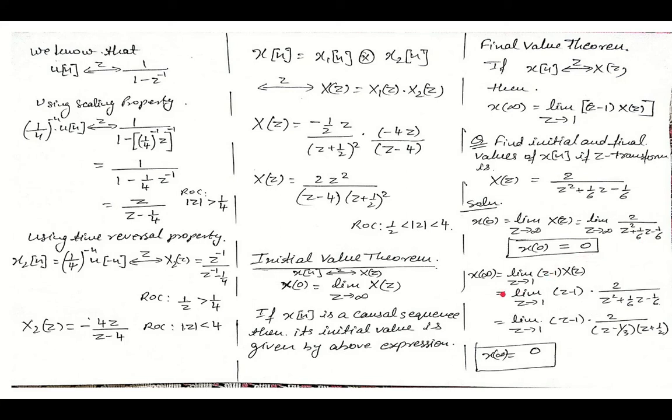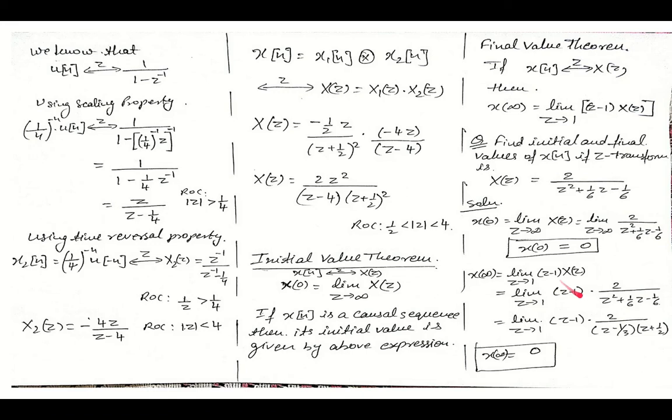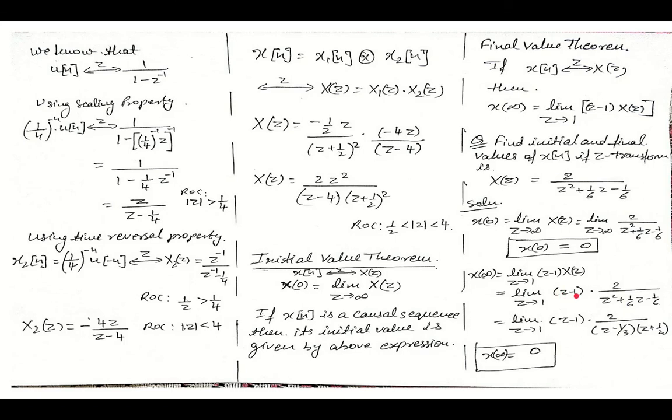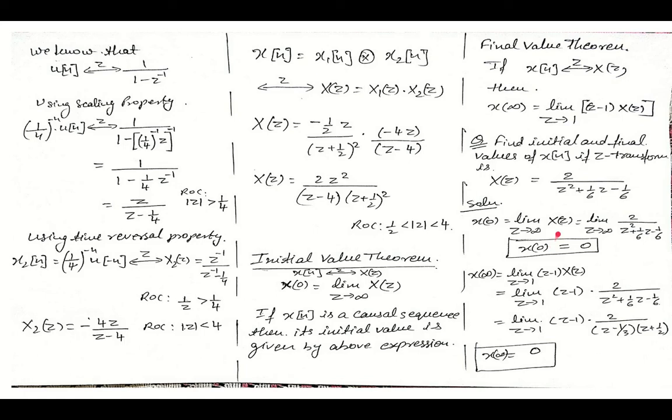Now to find the final value, it is given by the limit z tends to 1 of (z minus 1) into X(z). So I can put the value of 1 in this X(z) and this z minus 1. So 1 minus 1 will give me 0, and if I put 1 over here, it will give me 0 upon some particular value. So my value of x[infinity] will be equal to 0. So the initial and final values for this given X(z) will both be zeros.